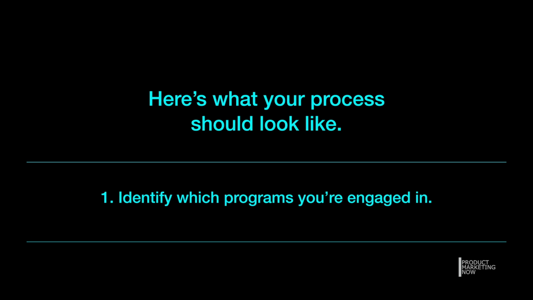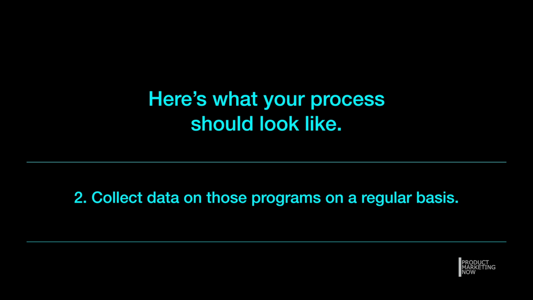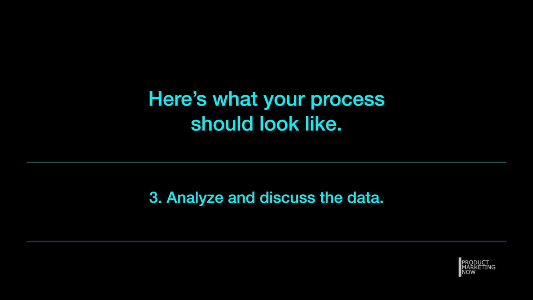Here's what your process should look like. Number 1, identify which programs you're engaged in. 2, collect data on those programs on a regular basis, automating as much as possible and focusing on your key metrics. Number 3, analyze and discuss the data. 4, brainstorm on plans to improve. And 5, make assignments for implementation.